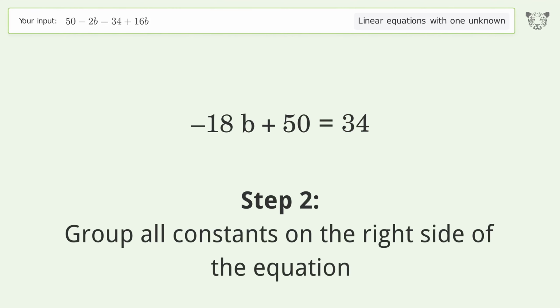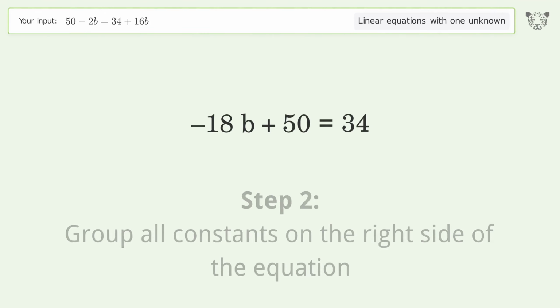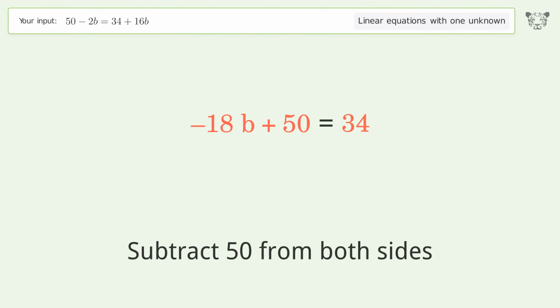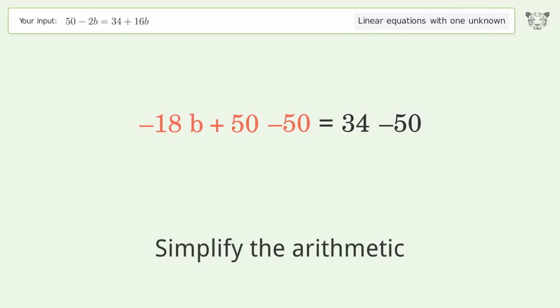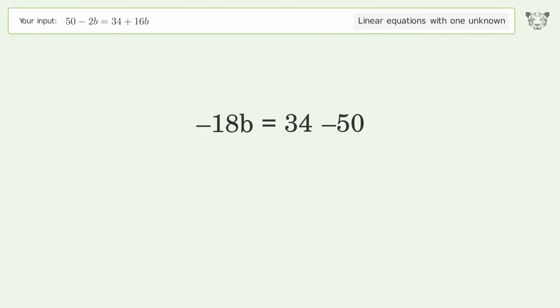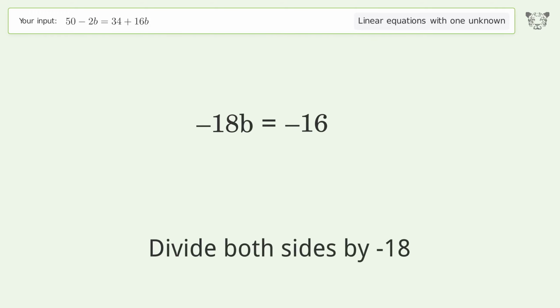Group all constants on the right side of the equation. Subtract 50 from both sides. Simplify the arithmetic. Isolate the b. Divide both sides by -18.